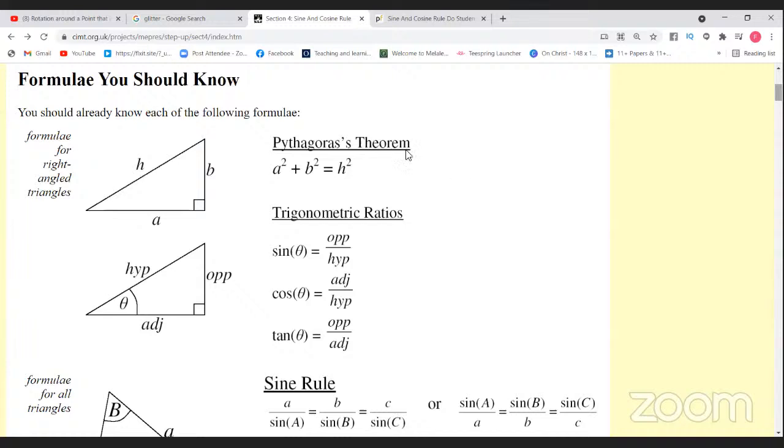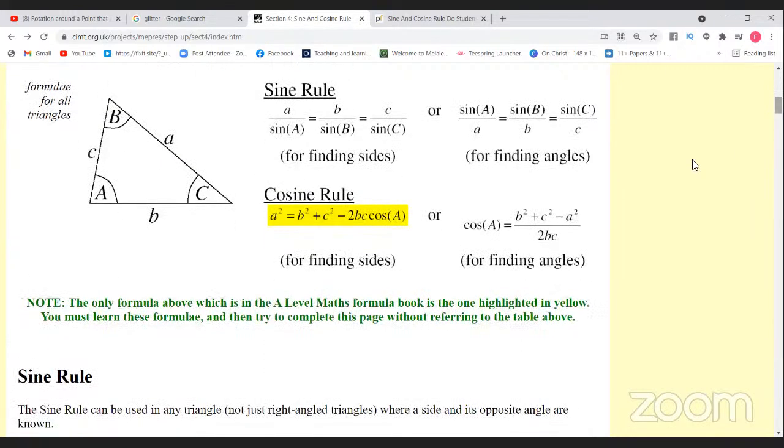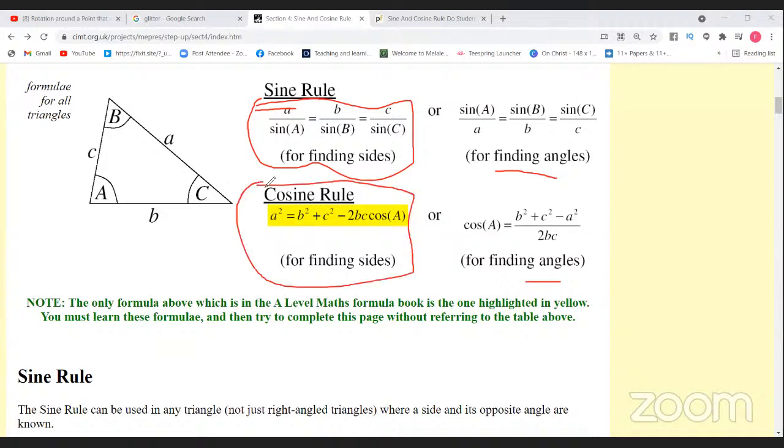So we have Pythagoras theorem, we have trig ratios, and the next bit that we have is sine and cosine rule. So go ahead and write down your sine and cosine rule for me. You don't necessarily need to write down this part that says O for angles. You just need to write down these bits, because as long as you know how to transpose, then you can always transpose to get your answer.